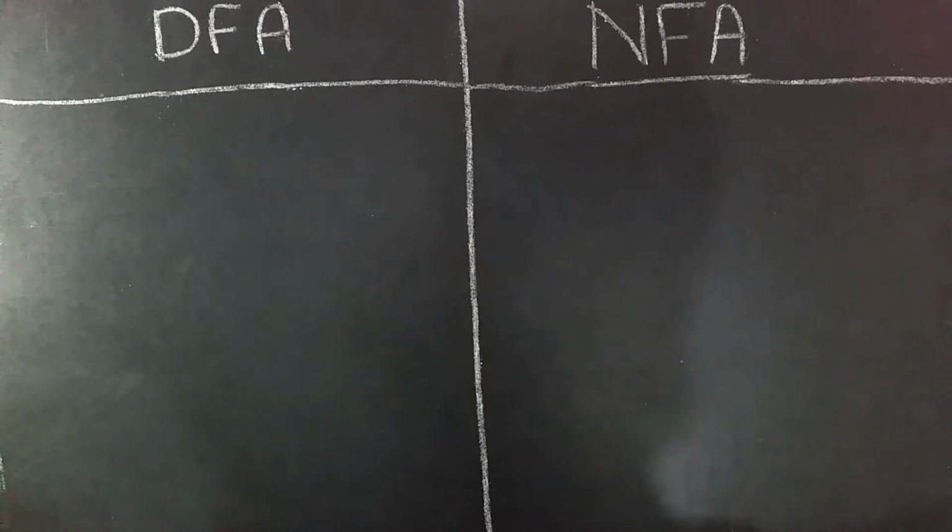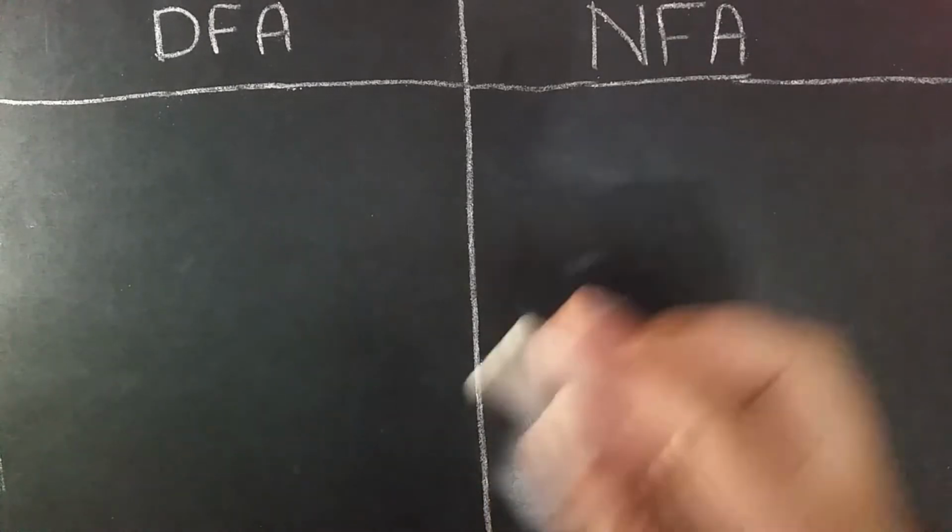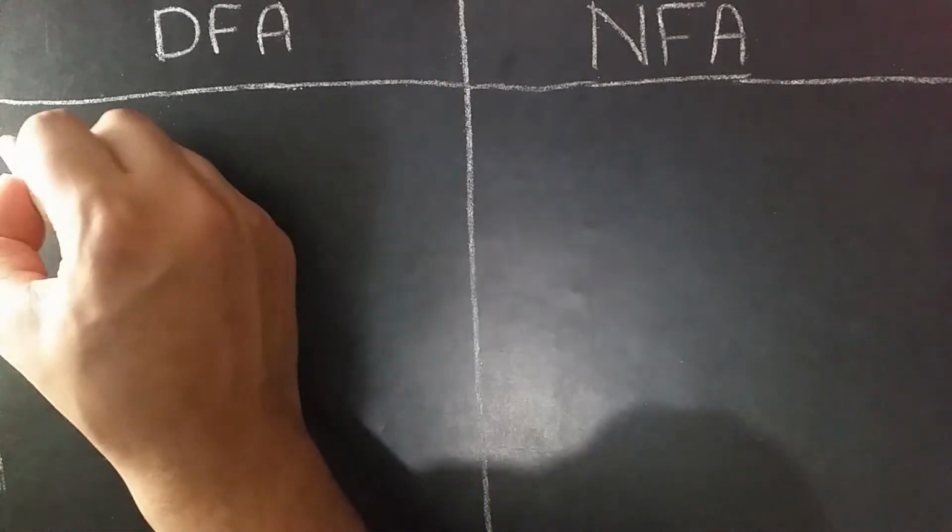Hi everyone, today we're going to be learning about the differences between DFA and NFA. As I explained in my past videos, DFA and NFA both are types of finite automata without output used for string acceptances.